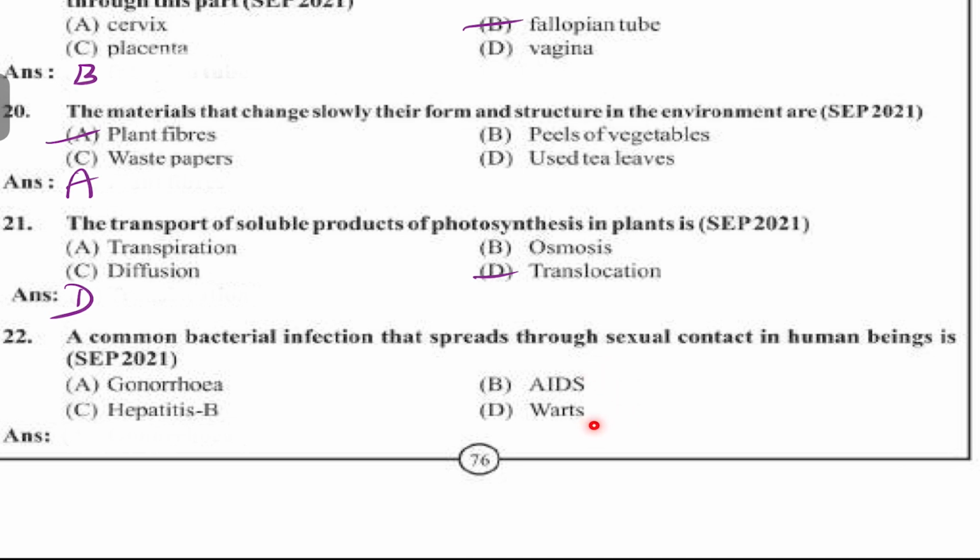AIDS and warts both are because of virus. So the correct answer is option A.